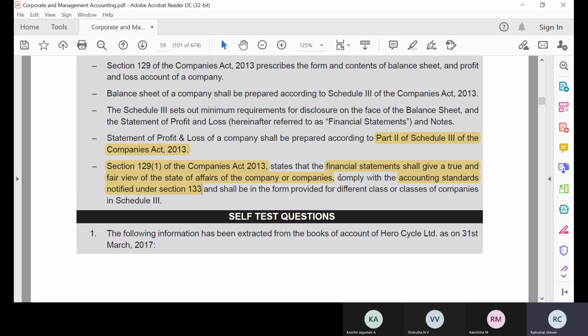Whatever items you record, like inventories, cash flows, and so many others, for each and every item there is a separate accounting standard. Even that we need to follow properly from time to time, and those accounting standards have been classified for the different companies in Schedule 3. So this was all about your second chapter. Is that clear?